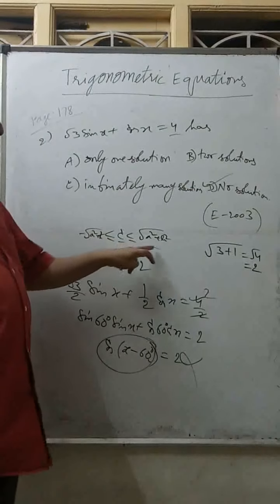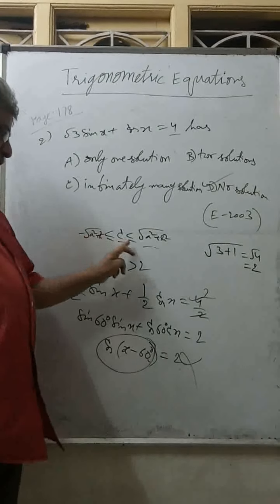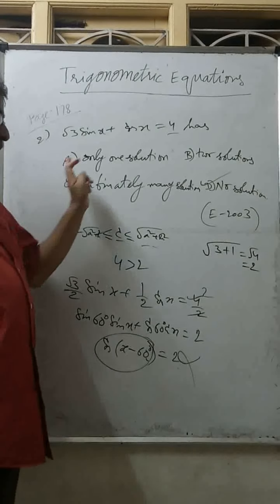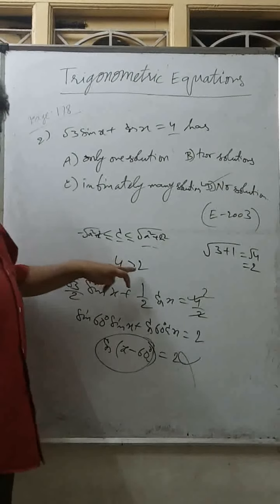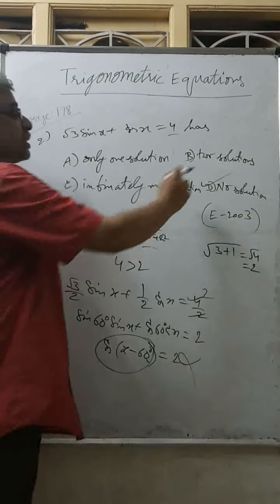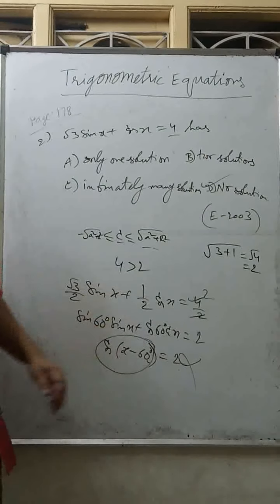Instead of doing all this, simply check the C value. If C is less than this, or lies between these two, then only the equation has a solution. You do this procedure. If C is more than this, here itself you can say no solution, instead of doing all the steps and then finding it.